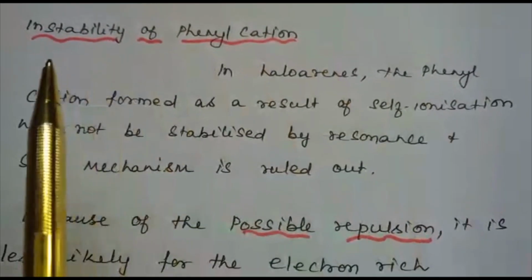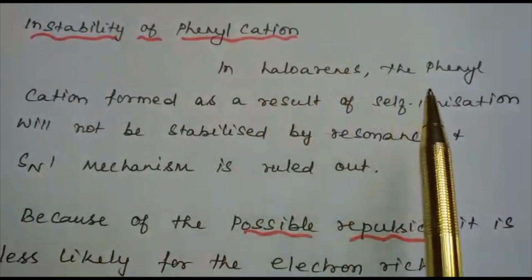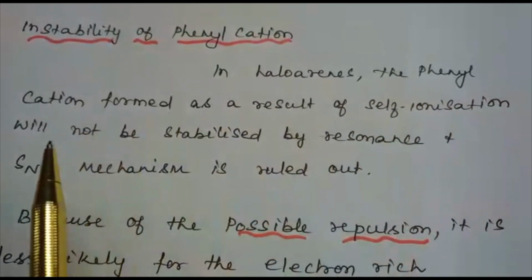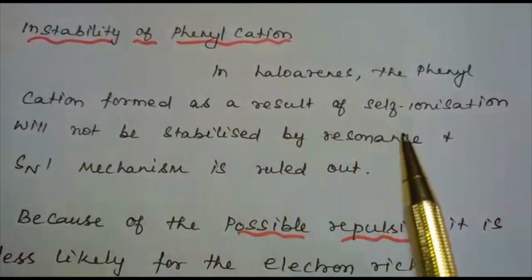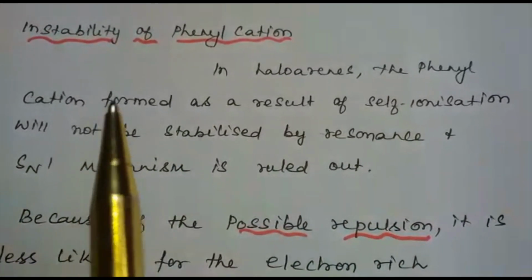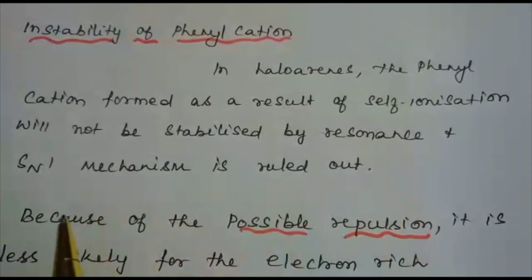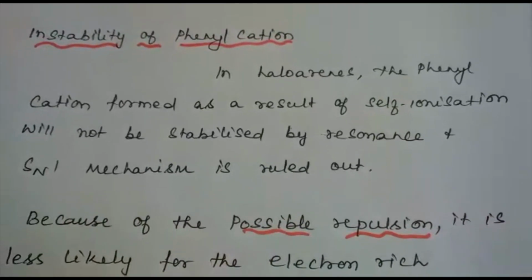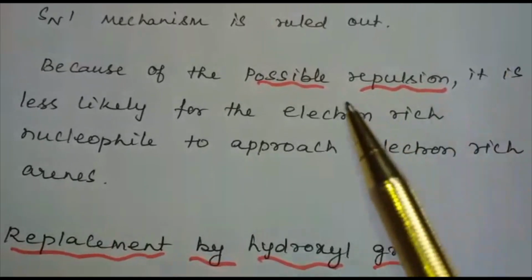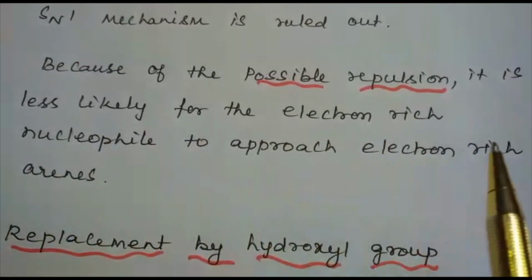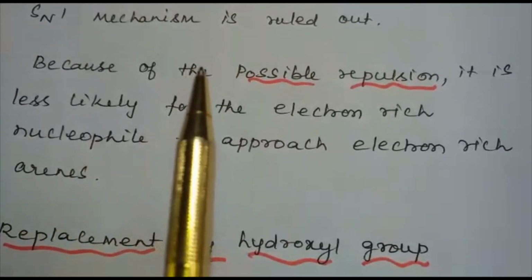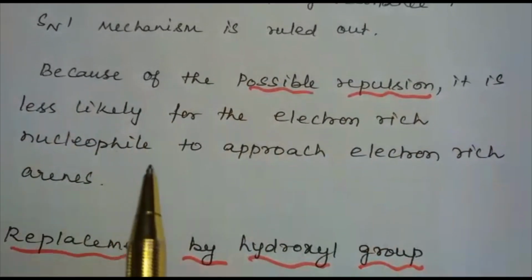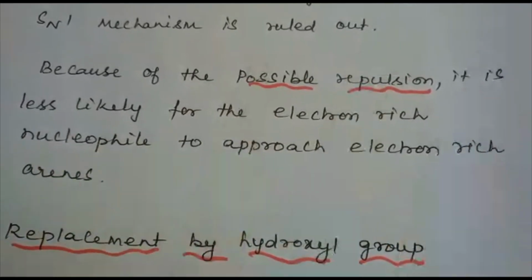Next is instability of the phenyl cation. In haloarenes, the phenyl cation formed as a result of self-ionization will not be stabilized by resonance, and the SN1 mechanism is ruled out. Because of the possible repulsion, it is less likely for the electron-rich nucleophile to approach the electron-rich arenes, because of the electron-electron repulsion.